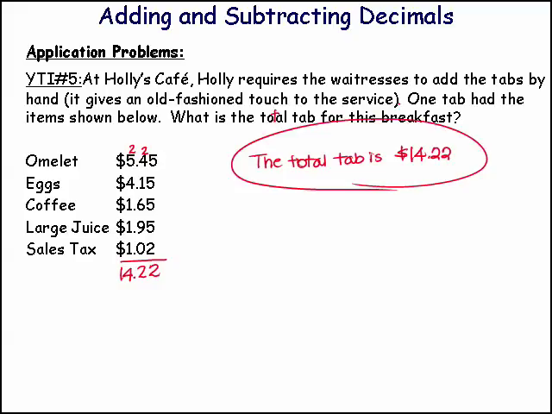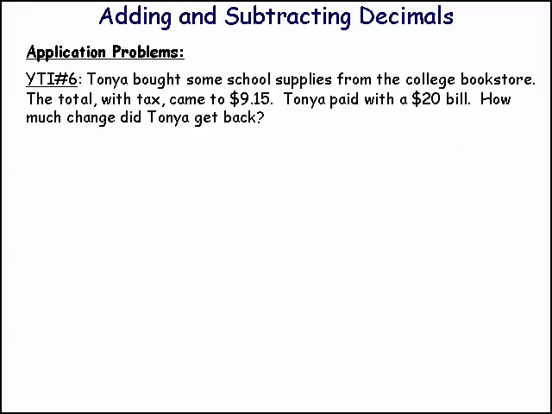That's the you try it, number 5. Make sure you're writing it in a sentence. It doesn't have to be a perfectly complete sentence. It just has to show that you have an understanding of what the problem was asking you for. And also you use the unit of measure. In our case, that was dollars.